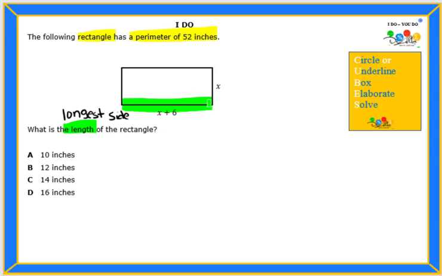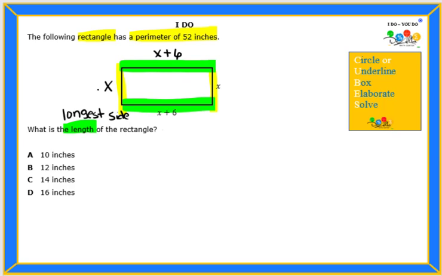So we want to know what this measures. We also have another side with the value of x. So we have two sides out of 4 in a rectangle. And what we know in a rectangle is that the opposite sides are always parallel and congruent. So if this side is x plus 6, then this side is also x plus 6. And if this side is x, then this side is also x.